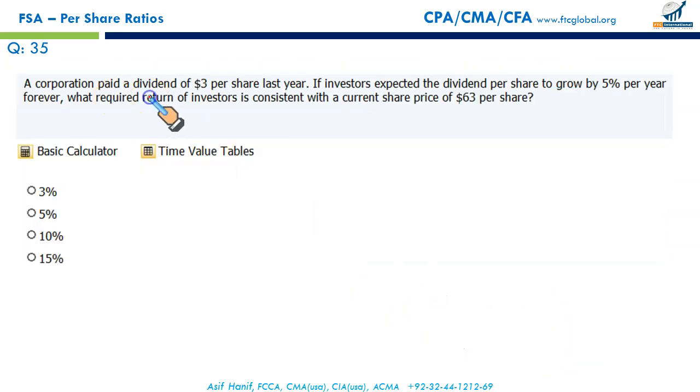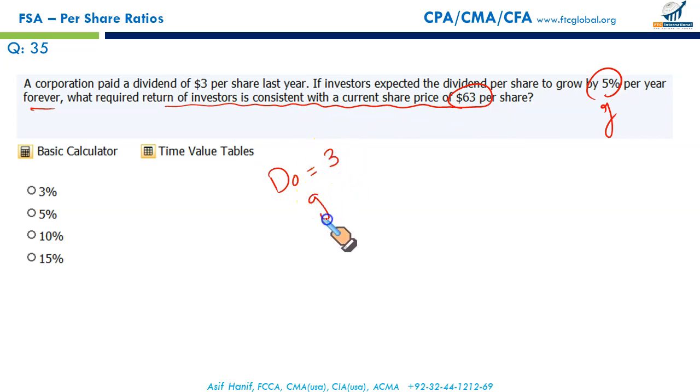A corporation paid a dividend of $3 per share last year. If the investors expected the dividend per share to grow by 5%, that's the growth rate, what required return of investor is consistent with the current share price of 63? So what we have been given: the current dividend is $3, growth rate is given as 5%, the current share price MPS is 63.